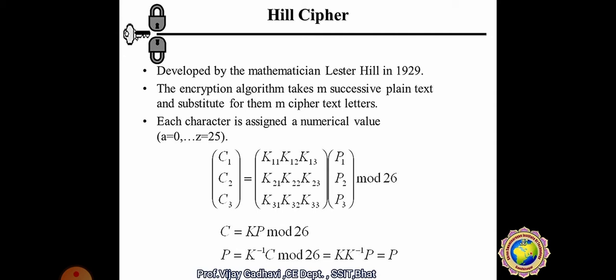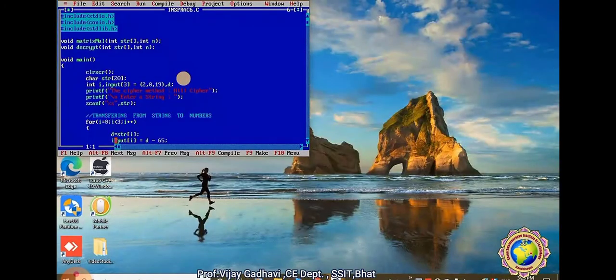This is classical cryptography. It is a polygraphic substitution cipher based on linear algebra, invented by Lester S. Hill in 1929. It was the first polygraphic cipher.